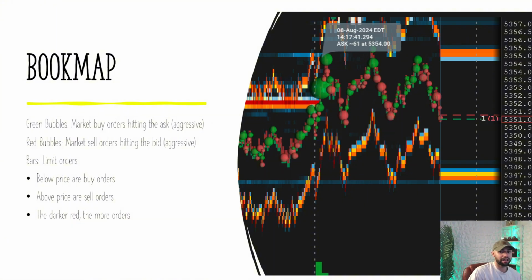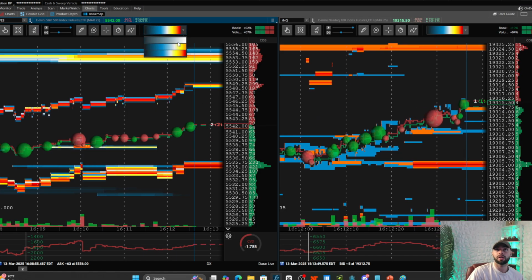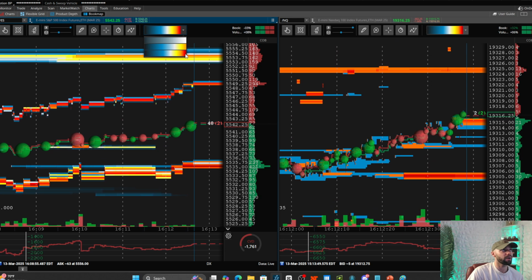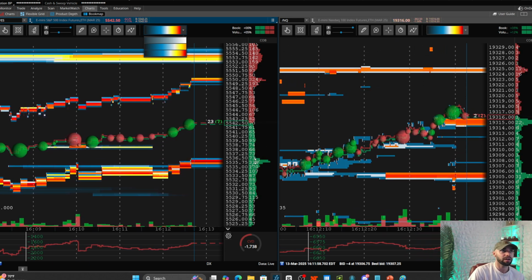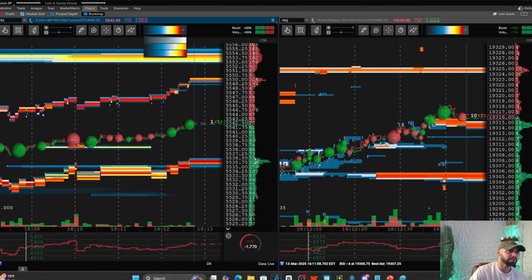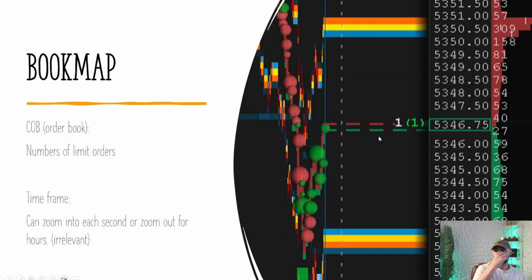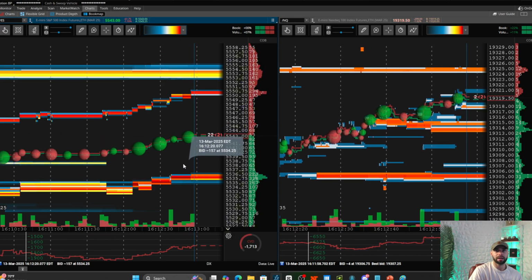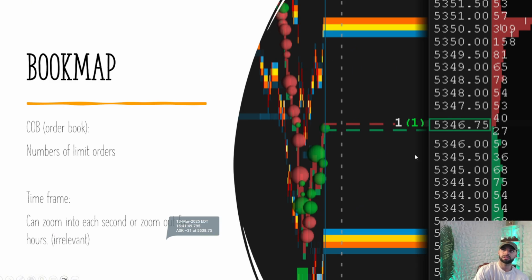And for me, the way I have it set up is a scale: the more red it is, the bigger it is, right? You can tell by the order book here, which gives you the number of orders actually sitting there, but it's multiplied by like 100, I think. So that's what they are. So just talking about the order book, number of limit orders, the time frame for Bookmap doesn't matter. There's no time frame, right? You can just literally zoom in and out of Bookmap. There's no time frame for it. So don't worry about the time frame when it comes to Bookmap.